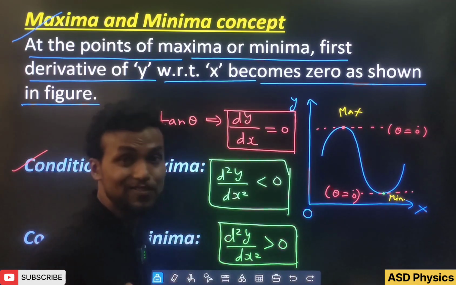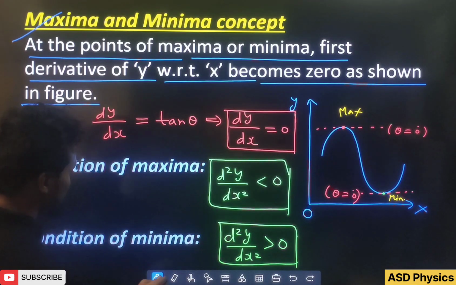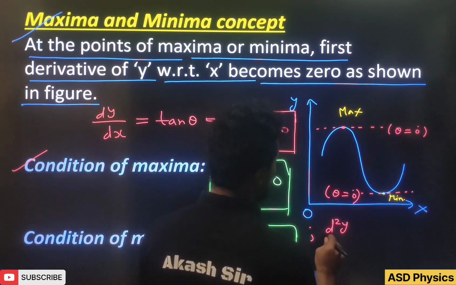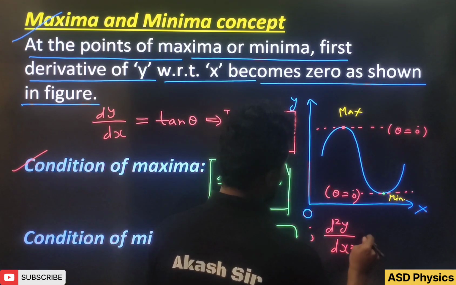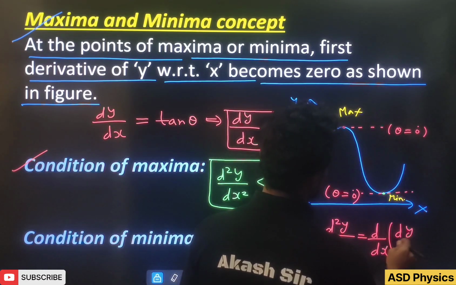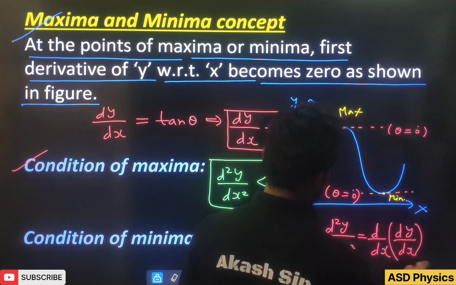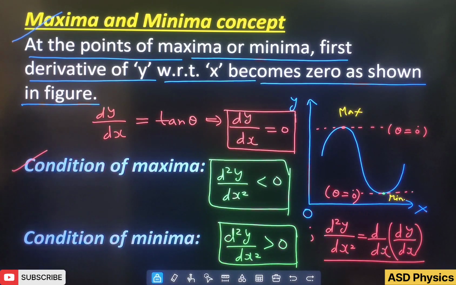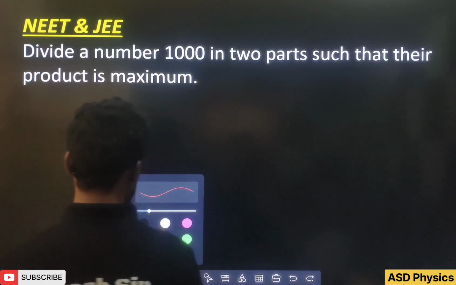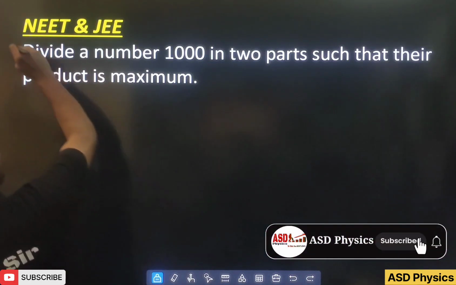But the question arises, what is d2y by dx square? Remember, students, d2y by dx square is called the double derivative of y with respect to x. That means d by dx of dy by dx. I hope this maxima or minima concept is very clear to you.